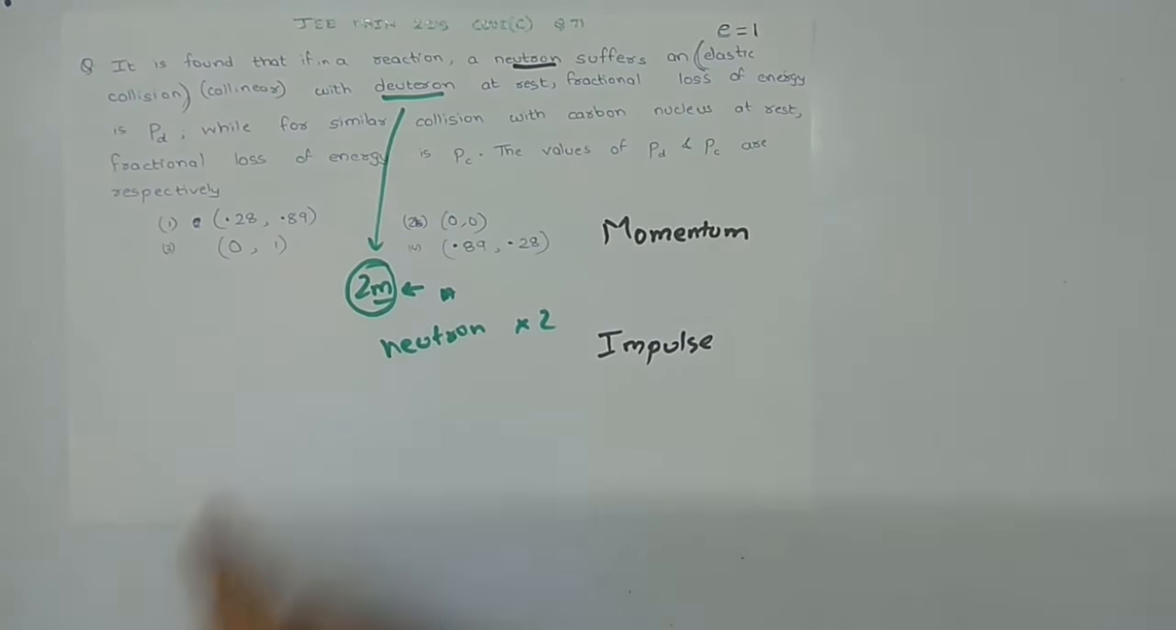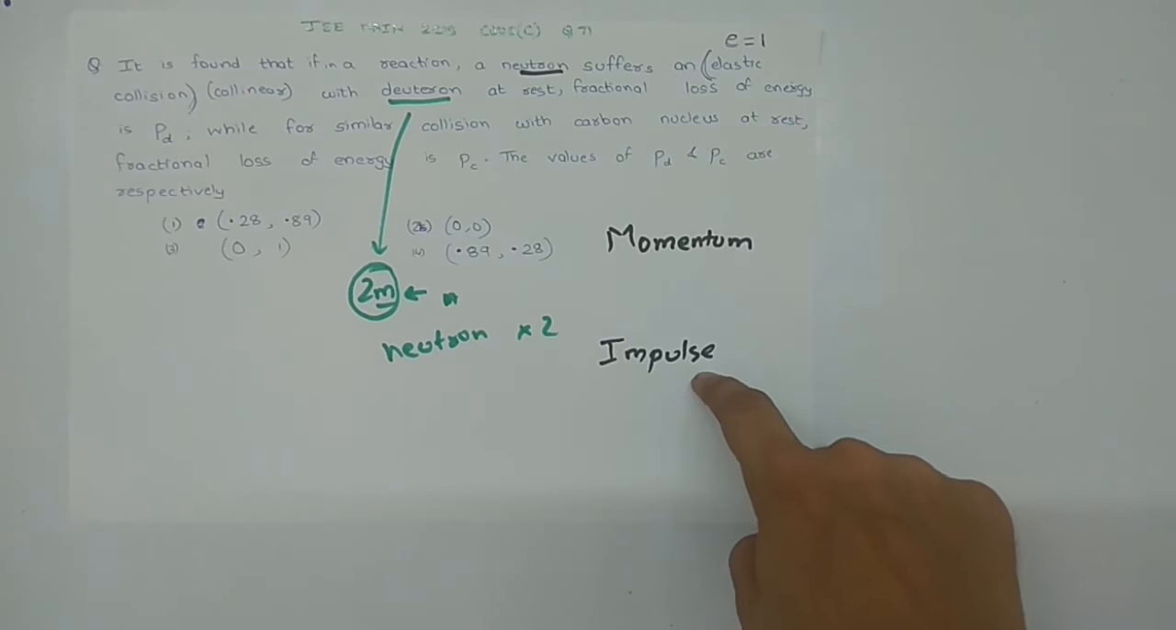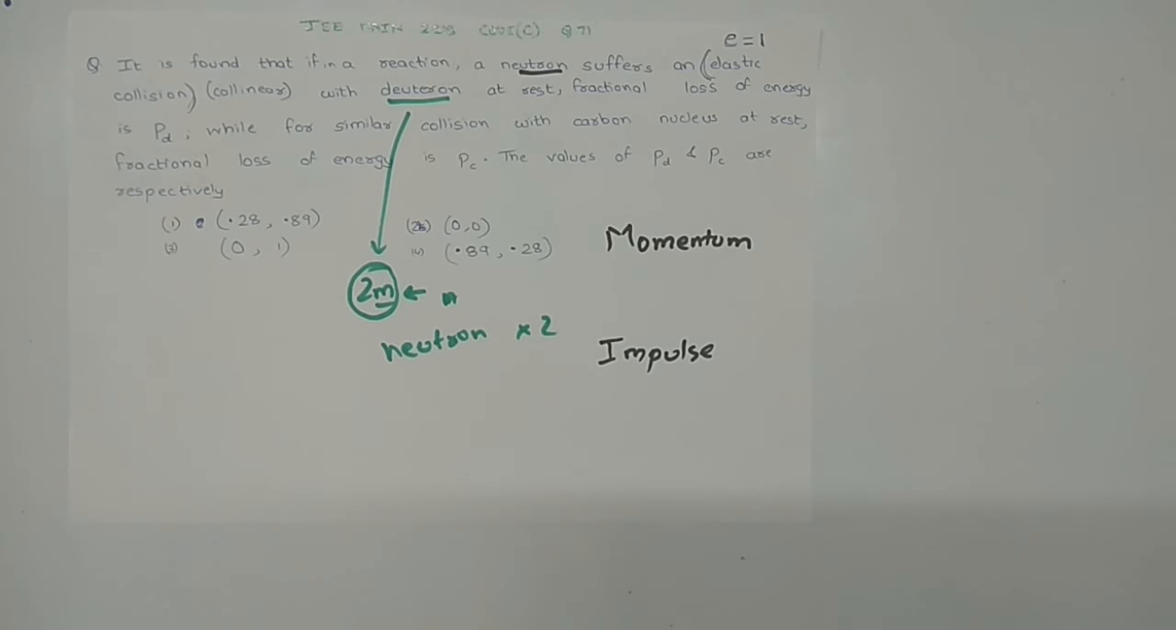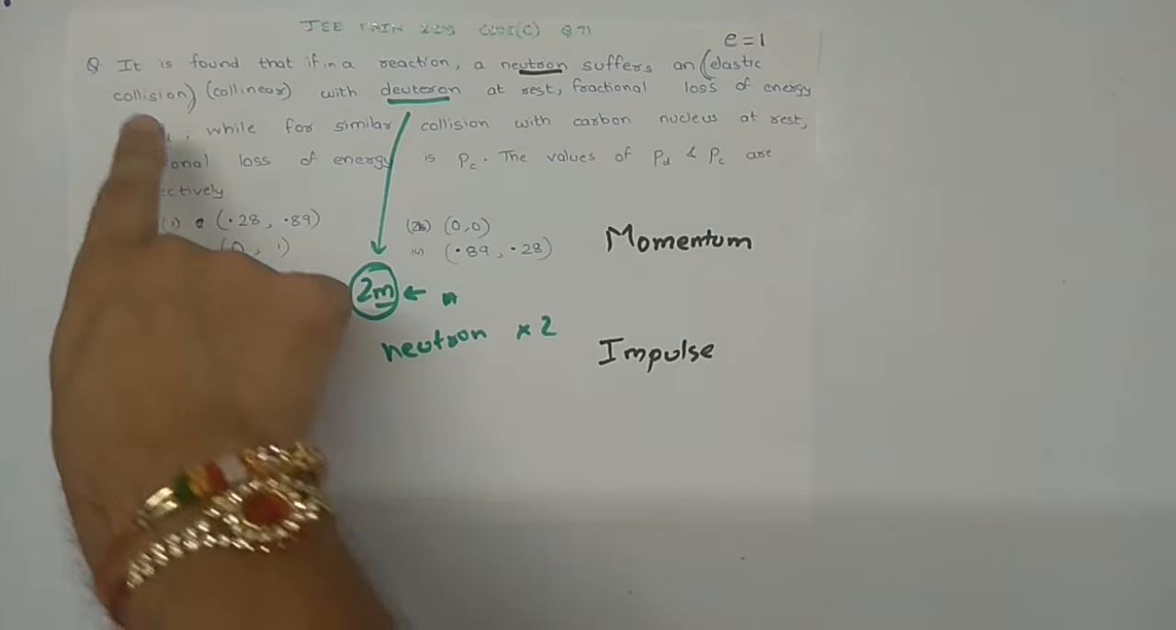So there was a question asked in JEE Main 2018, code C, question number 71. This question was based on momentum. The last video was on impulse, so we tried to get a continuation video, and fortunately there was a question asked in JEE Main 2018 as well. So this was the question.